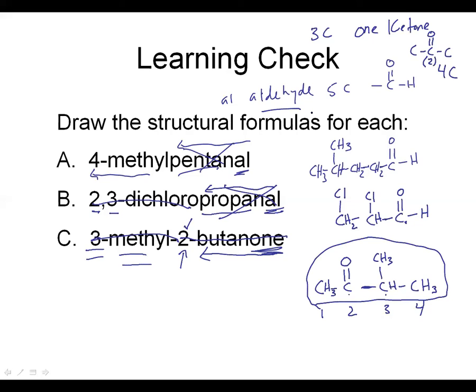So remember that when you are working backwards in the name, you want to look at the name. The name has a lot of hints as to how to draw it. Start with the carbons, add the functional groups, add the alkyl groups, add the hydrogens at the end. Any questions on how to draw those guys?